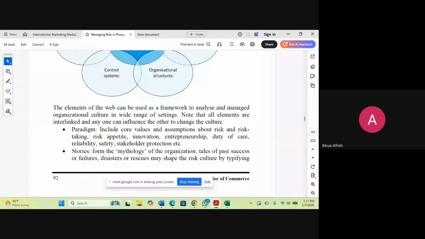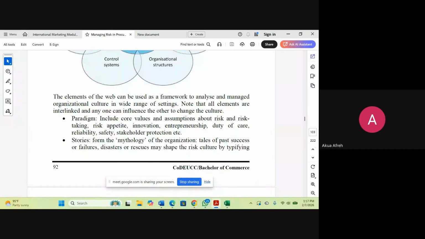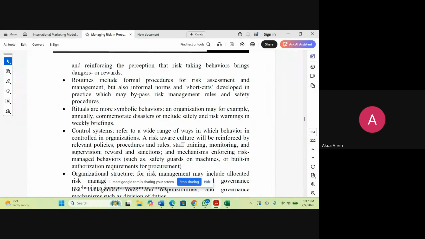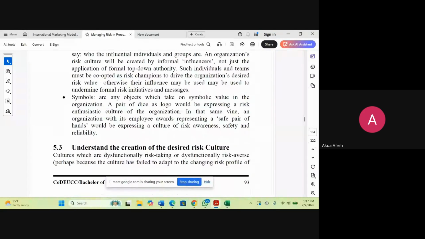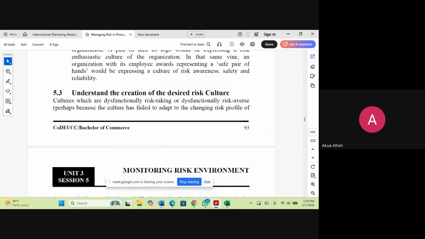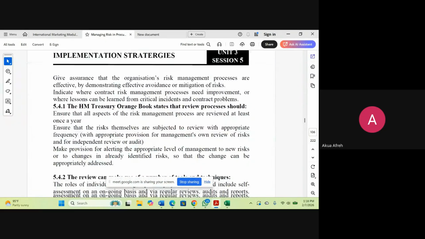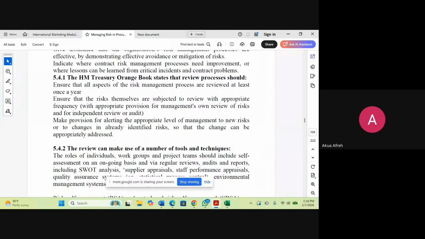Then the story aspect talks about some tales of past success or failures of the organization. There were crises and how they affected the organization and how we behave towards them and all that. So in fact, all these things are there. Please, you can read through them. Let me touch on something very quickly before the 1:30.